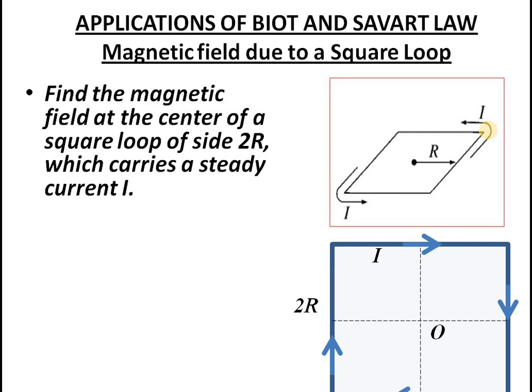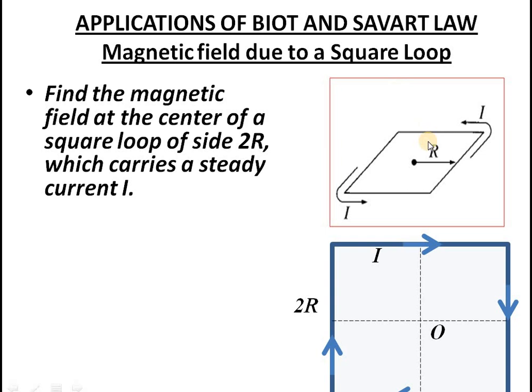So now today let us find the magnetic field due to a square loop. A square loop means it is a loop made up of wires. The wire is made into the form of a square loop, and each side is of length 2r. We are interested to find the magnetic field at the point O, the center point. A current I is flowing through it.